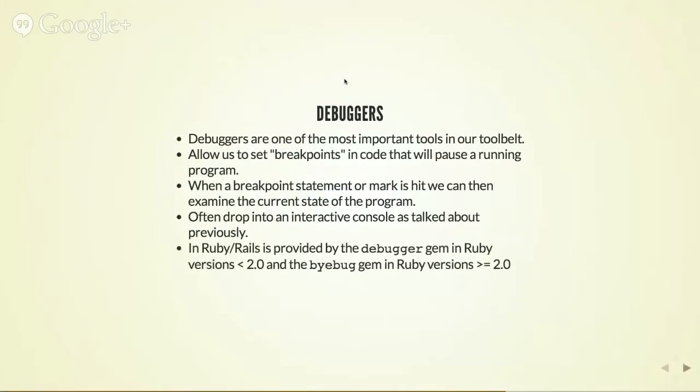In Ruby and Rails, it's provided by the debugger gem in Ruby versions less than 2. Unfortunately, in later versions, it's quite broken and they haven't got around to fixing it yet. So there's an alternative called Byebug, which is a different gem. And it also, of course, has to use different keywords for its debugger statements.